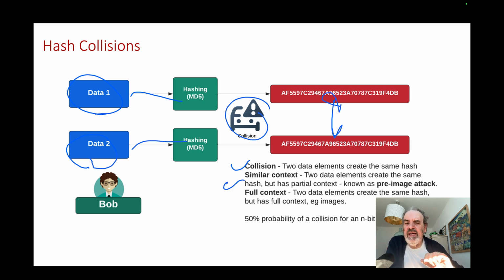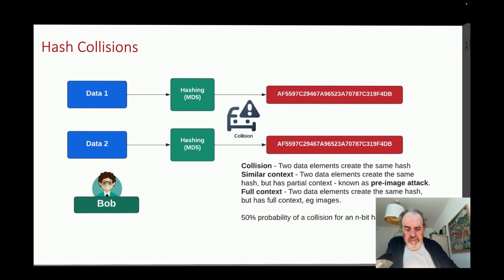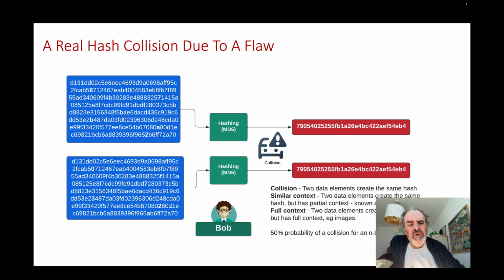A similar context is where two data elements have a partial context, known as a pre-image attack, and a full context is when we have, say, two images and they produce the same hash value. That's a full context attack. And it's possible that some methods have some flaws. This is one flaw in MD5, where if we flip a few bits, then it's possible to create the same hash value as an output.